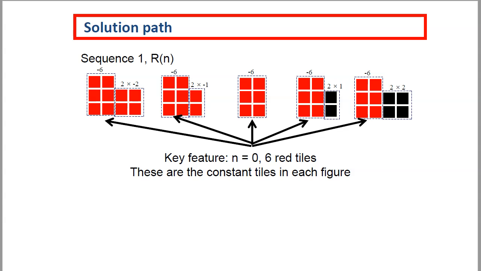Looking at sequence 1, R of n, a key feature is that for n equals 0, we have 6 red tiles. These are the constant tiles in each figure. You can see each figure has 6 red tiles. And you can also see these figures are looped.